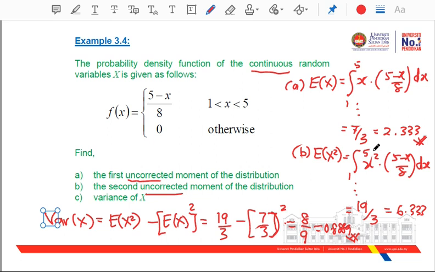Okay, for example 3.4, remember the concept. First uncorrected moment is E(X to the power of r) with r equal to 1. Second uncorrected moment is with r equal to 2. And the third question, the variance of X, is basically E(X squared) minus the square of E(X).